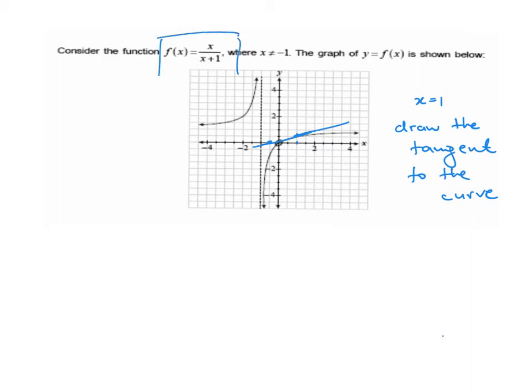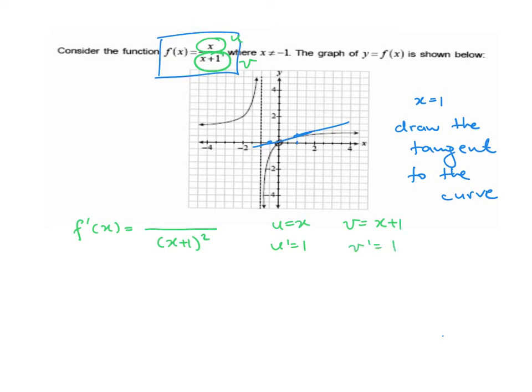So this is the original function here. To find the first derivative, we're going to use the quotient rule because we have fractions. This first part is going to be my u function, and this is going to be my v function. Using the quotient rule, f dash of x is equal to: the denominator is x plus 1, everything to the power of 2. The numerator is u dash, the derivative of u, so u is x, u dash is 1. V is x plus 1, v dash is equal to 1.